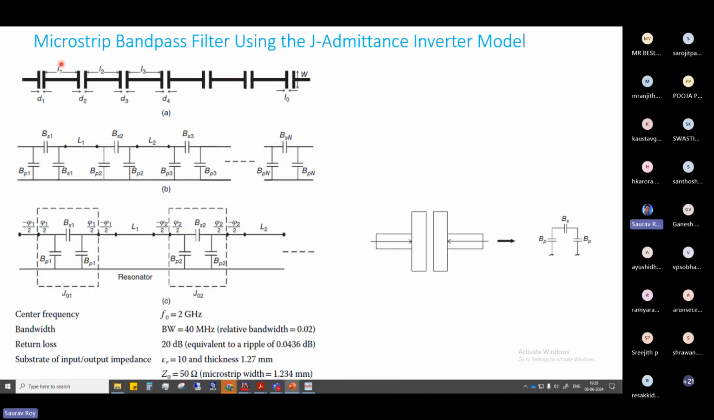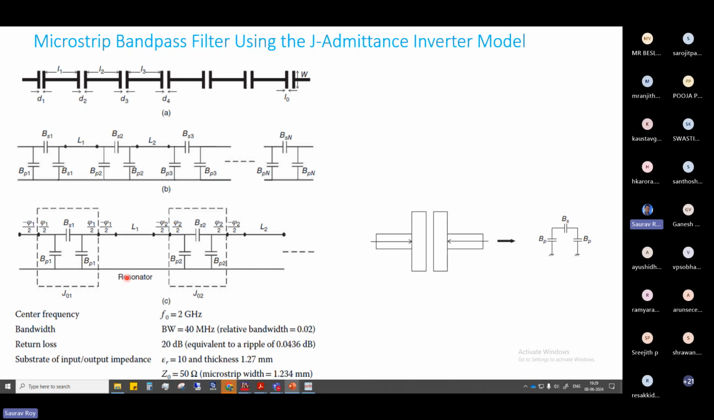Now see, the actual layout looks like this. There are several dimensions which you have to calculate: L1, L2, L3, this length, and the gap is another constant, and then the width W here, how much is that, and then the thickness of these lengths.